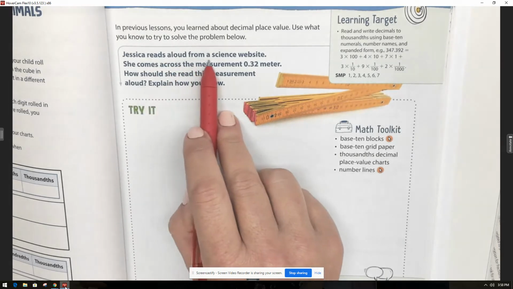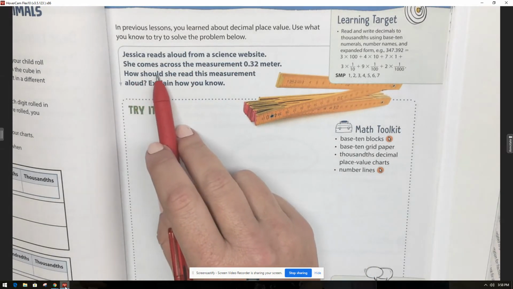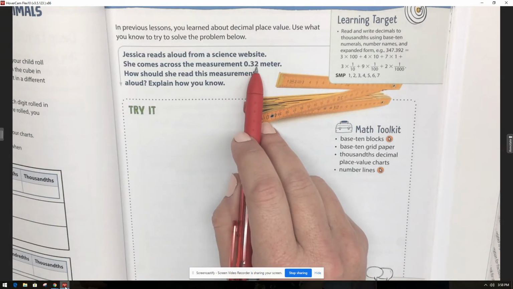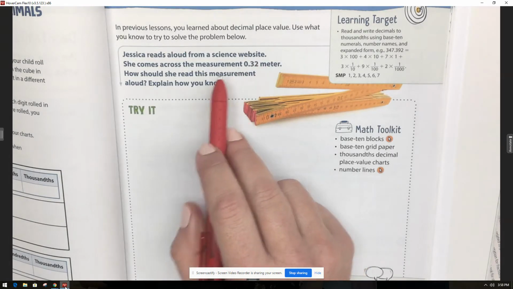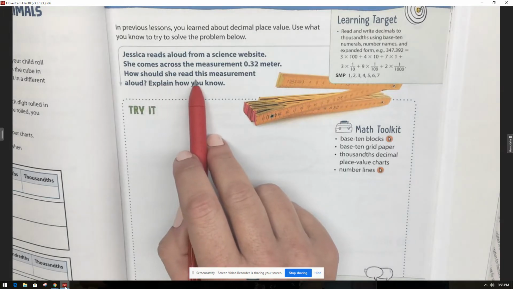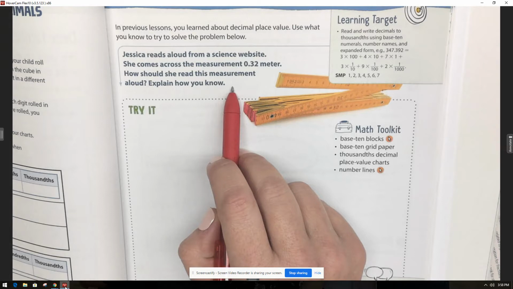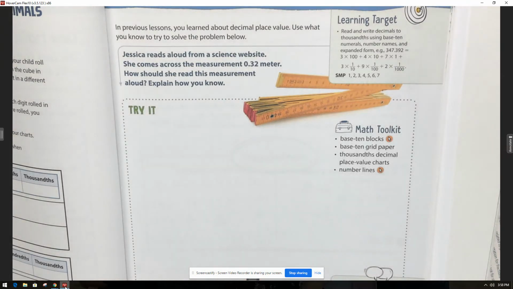Jessica reads aloud from a science website. She comes across the measurement 0.32 meter. I didn't want to say it right on purpose. How should she read this measurement aloud? Explain how you know. So the first thing we're going to do is say, what is this problem about?